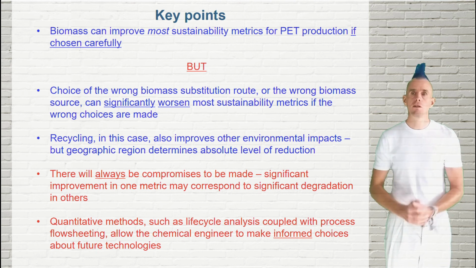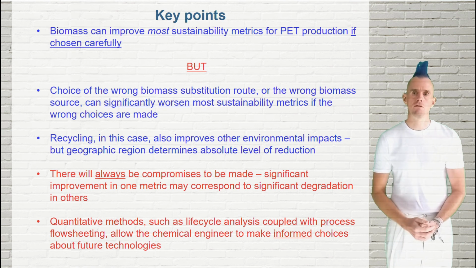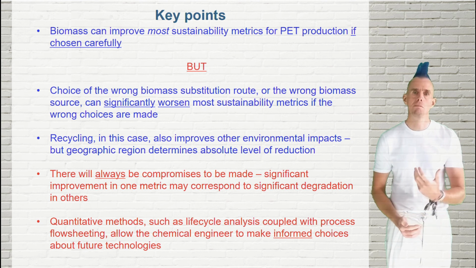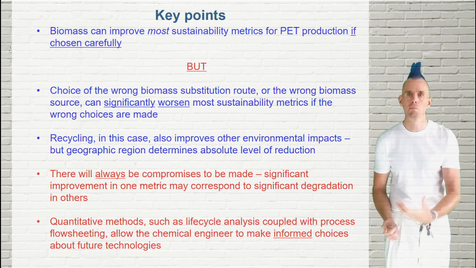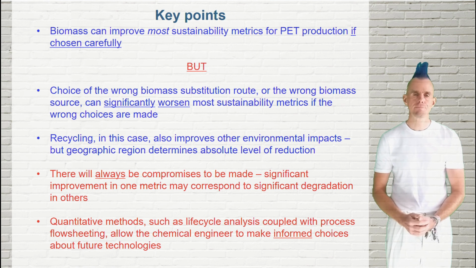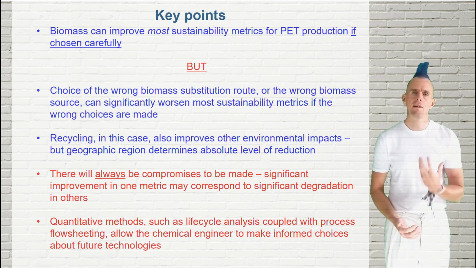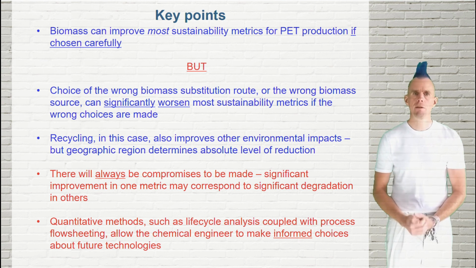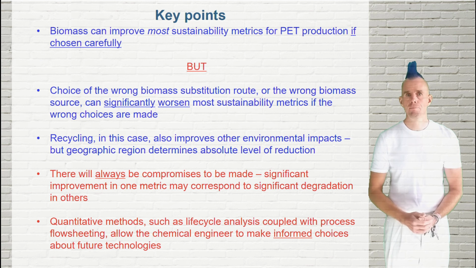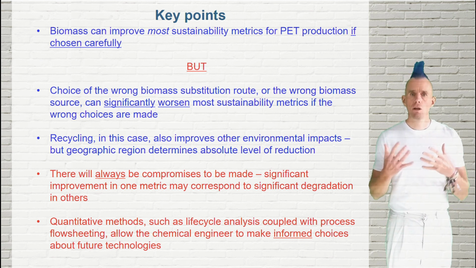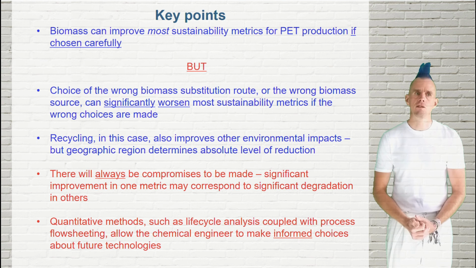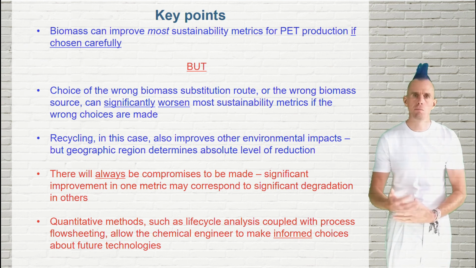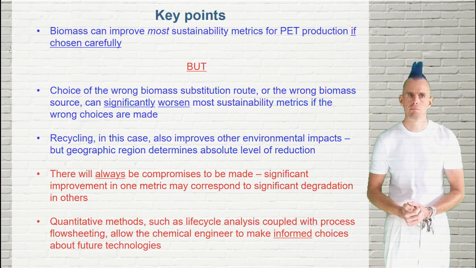We've seen that in this case, a recycling operation improves environmental metrics. And maybe again, beyond engineering, but there should be incentive for people to recycle more and to gather waste from the environment and put it back into the value chain. The theme that runs through here is there are always going to be compromises to be made. Significant improvements in one area may result in significant degradation to another. How do you make that choice? Quantitative methods such as life cycle analysis can be used to inform choices and hopefully make those choices somewhat less arduous and difficult to make.